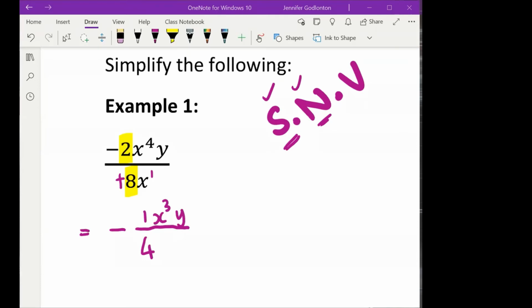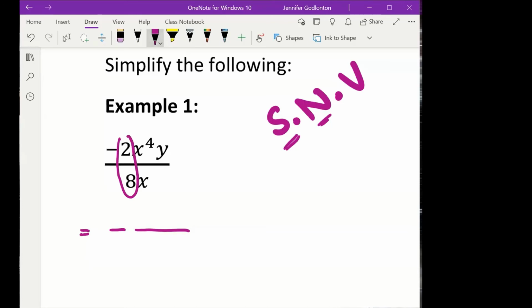I'm so confused. Okay, so let's just do it step by step again. First step, we look at our signs. Are you happy with your signs? Yes. Okay, so that's a good start. Then we look at our numbers. We've got 2 over 8. If I wanted to simplify 2 over 8, I'm looking at what number can go into both of those, and I could divide both of them by 2. And so I would get 1 over 4. Are you happy with the 1 over 4?